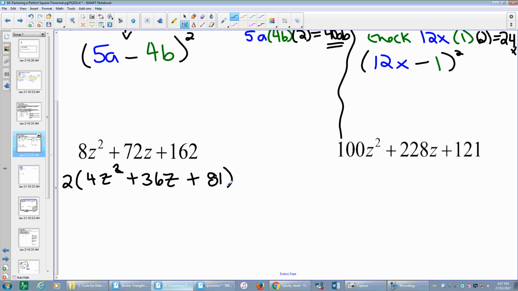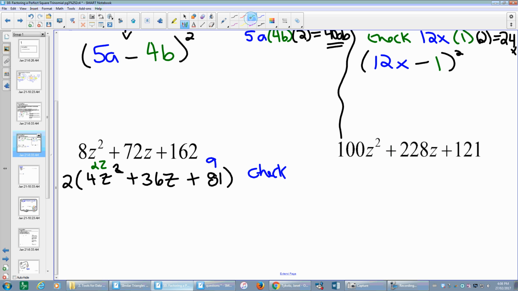Now I look at my numbers here. I have some perfect square numbers. If I take the square root of the first term, I'm left with 2z. If I take the square root of the last term, I'm left with 9. So what can I do here? I have to do a check.